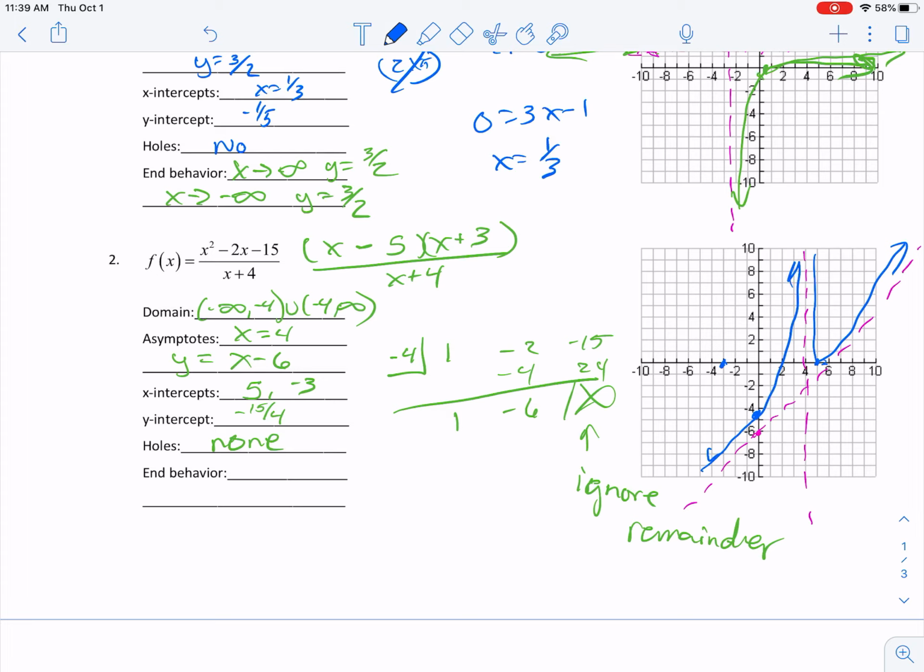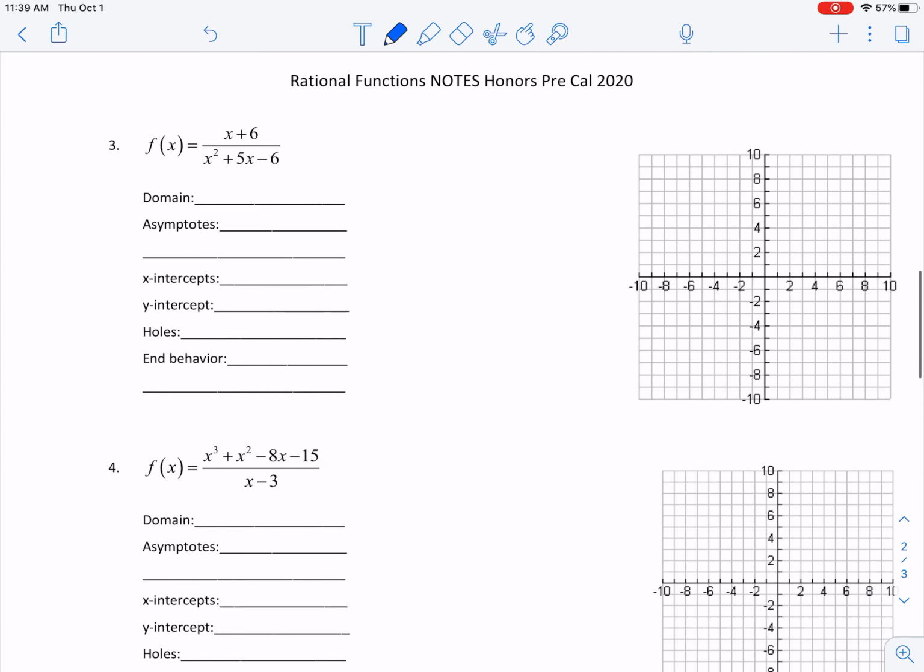End behavior: x is going positive, y is going positive. You can say it approaches the line, but it's really going to infinity. We're talking about the value of the y value. And it's going to be tracking that line. Yeah, we've got to look at that. I'll come back. Rational functions.